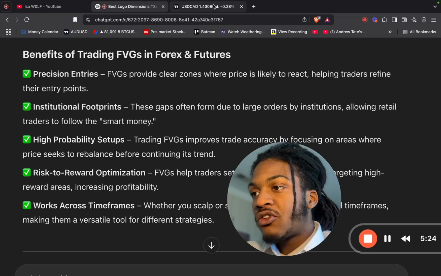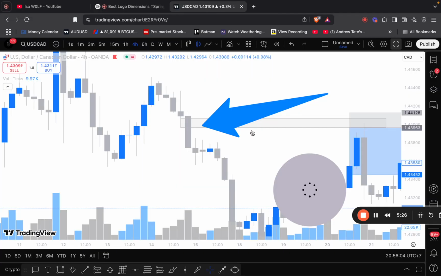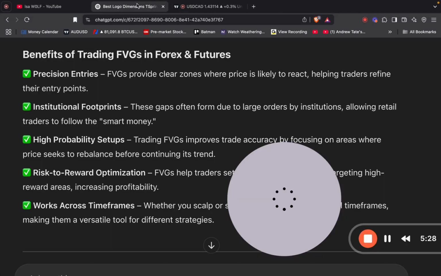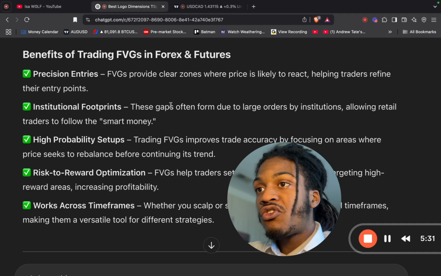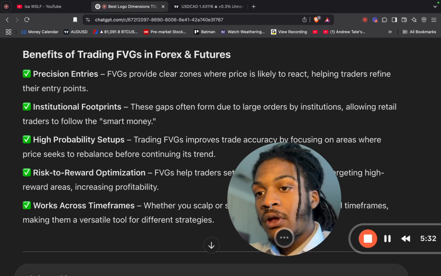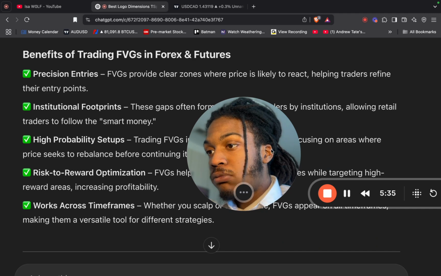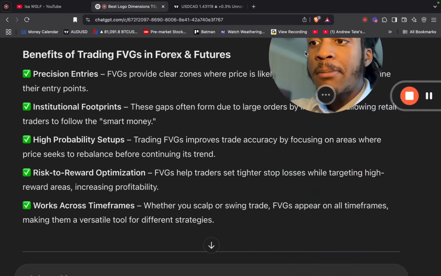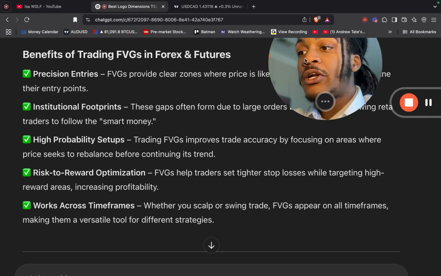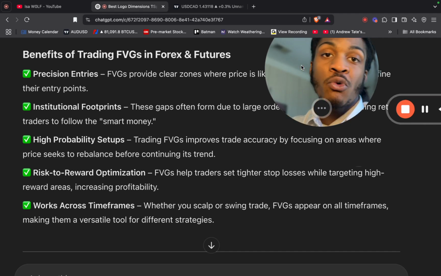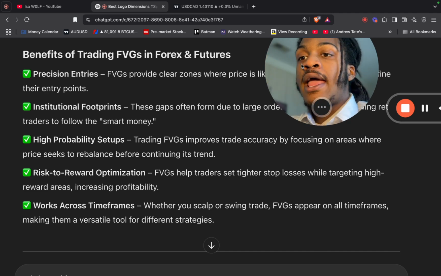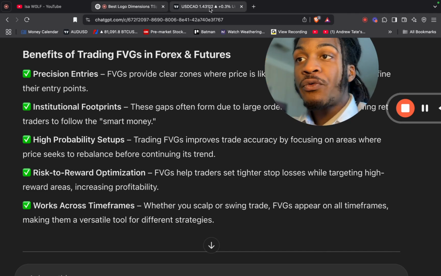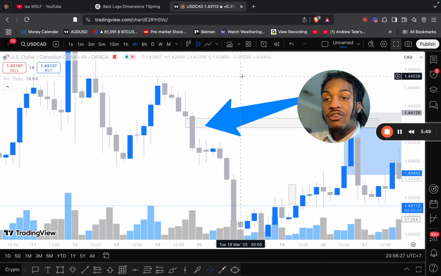So these can be viewed as institutional footprints whenever you see these gaps, especially in higher time frames, and you see the volume chart, if you use the volume chart at all. Let's see, high probability setups. Yes, trading fair value gaps improves trade accuracy by focusing on the areas where price seeks to rebalance before continuing its trend, and it improves the accuracy, just like I explained earlier.